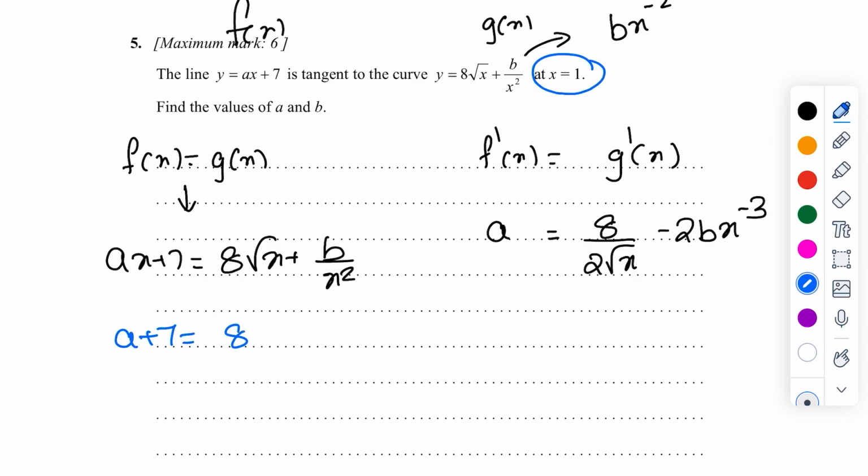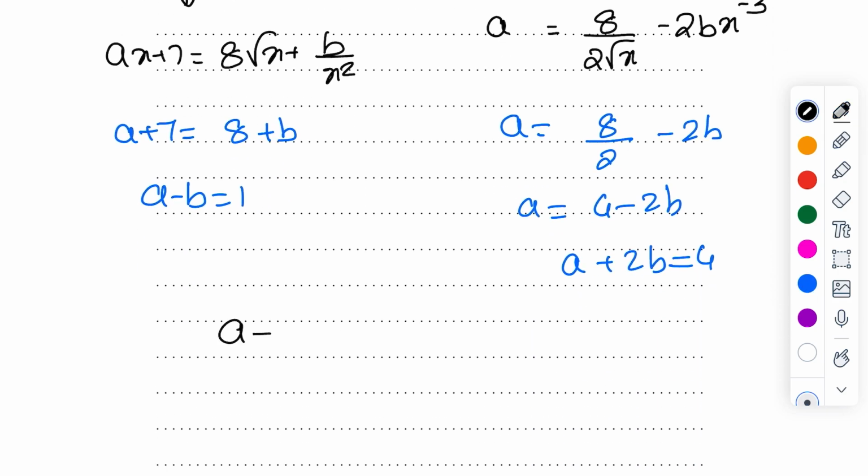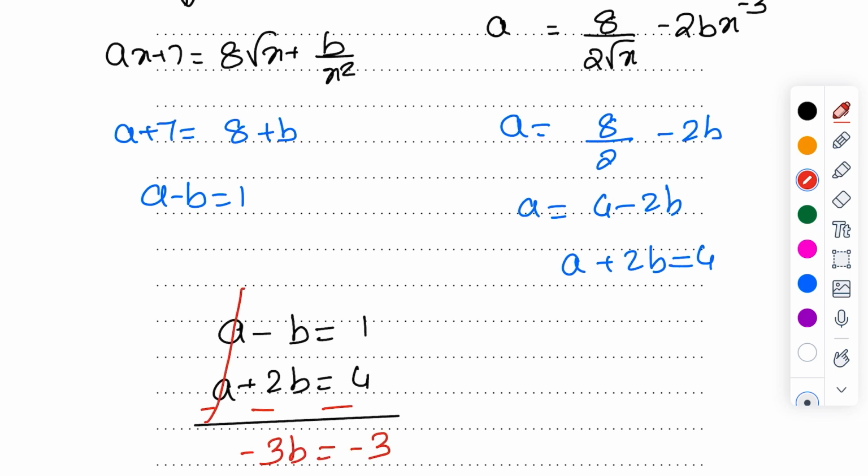a plus 7 equals 8 plus b. So what does that become? a minus b equals 1. Over here, a equals 8 upon 2 minus b because x is 1. So a equals 4 minus b. So a plus b equals 4. I got two equations. I need to solve these two equations. a minus b equals 1. a plus 2b equals 4. I am going to subtract these two equations. Minus, minus, minus. a gets cancelled. Negative 3b equals negative 3. b equals 1. Plug in b equals 1 in any one of the equations. So you get a plus 2 equals 4. a equals 2.